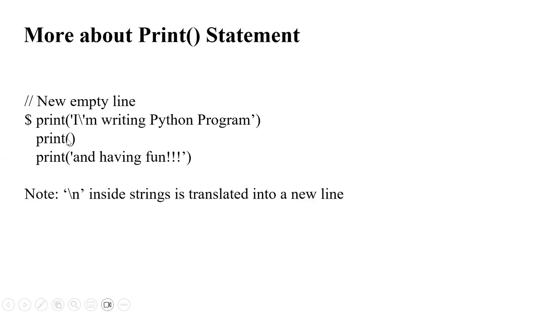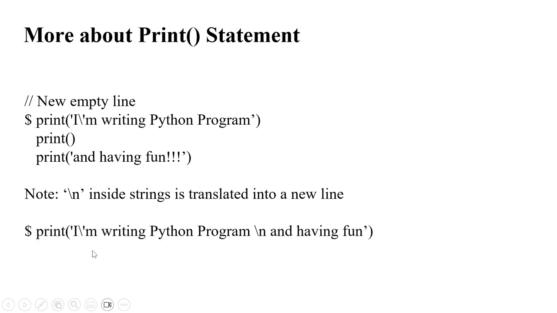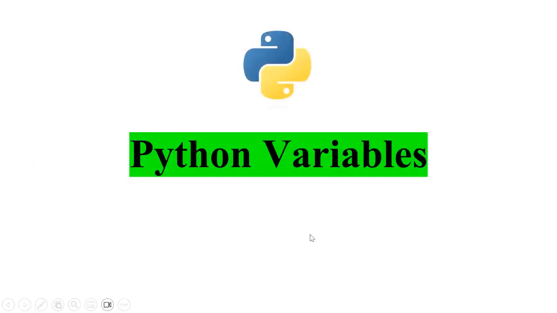But if we need the new line, what is the special character we can use? \n inside strings is translated into a new line. Now I'm writing the Python program, and then in the new line, it is going to have the fun, right? So that was about quickly understanding Python, the print function, as well as strings, how we define them, and some escape characters, as well as \n and \t, the special characters we are understanding.